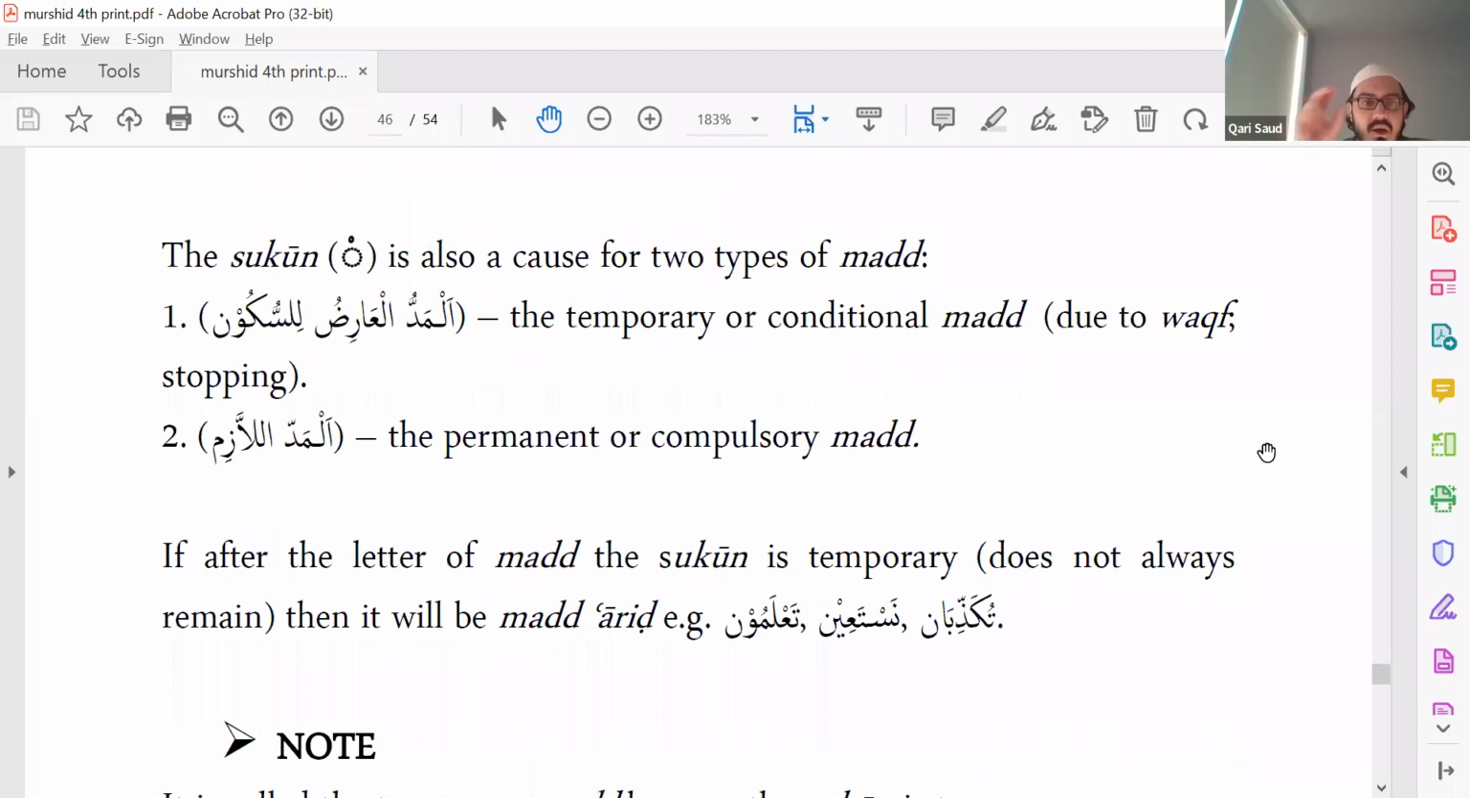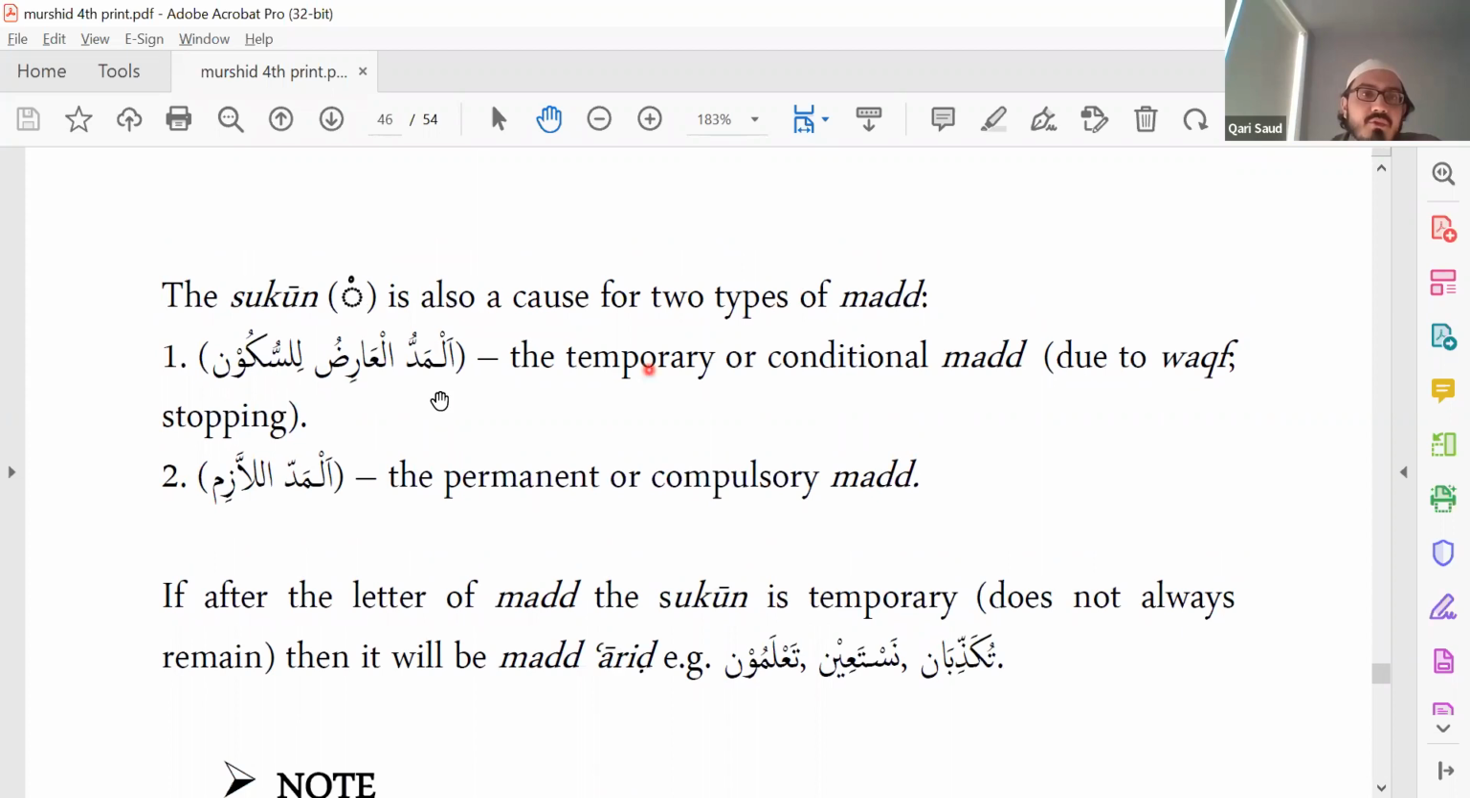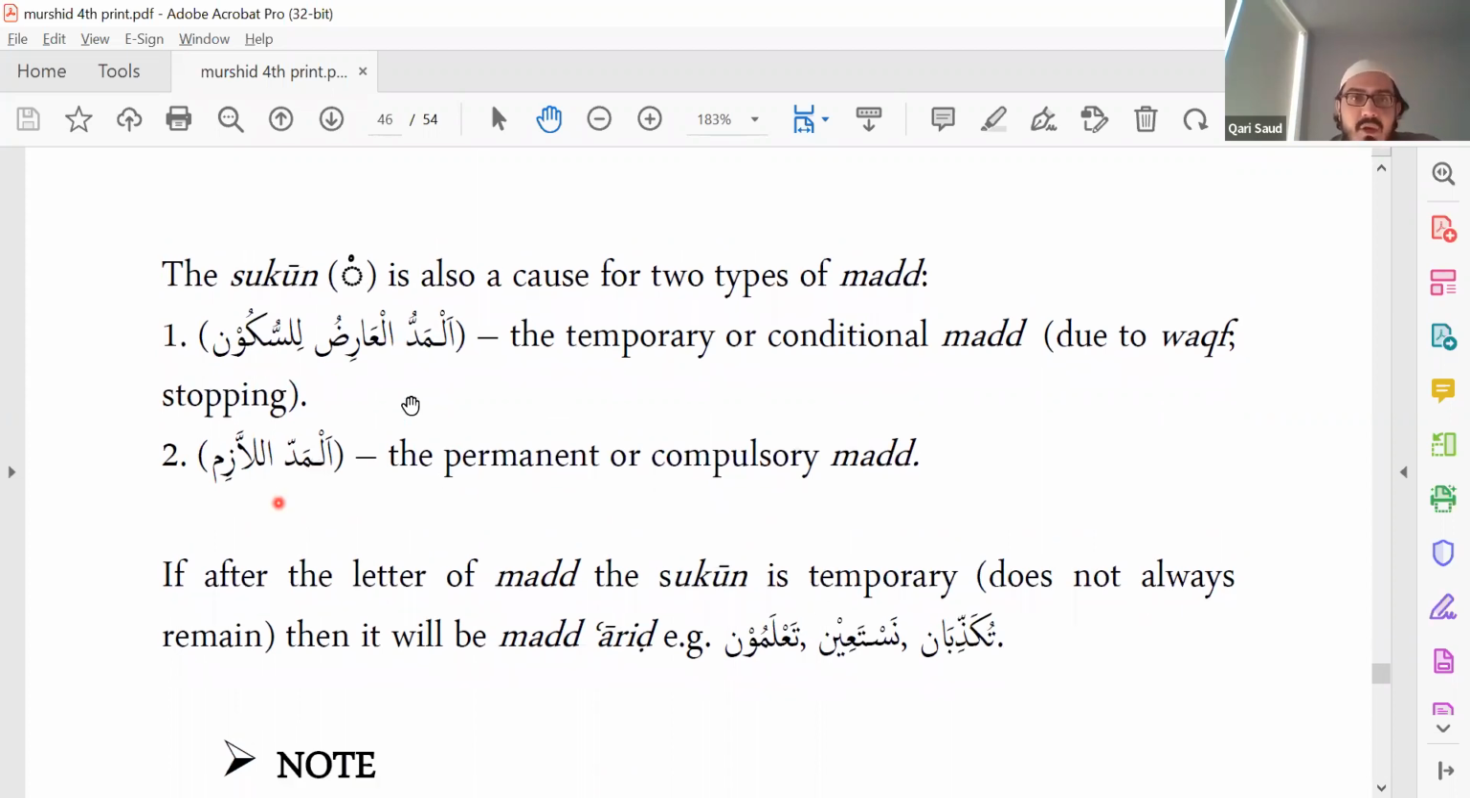So now the second cause for a mad is a sukun, right? Okay. So when we know what a sukun is, it's the absence of a haraka. It's the absence of a fatha, a dhamma, a kasra. So this little symbol. The sukun is also a cause for 2 types of mad. We have number 1, al-maddul aridu lis-sukun, and al-maddul lazim. So al-maddul aridu lis-sukun is the temporary or conditional mad due to waqf or stopping. And we have al-maddul lazim, the permanent or compulsory mad. Now we know these terminologies.